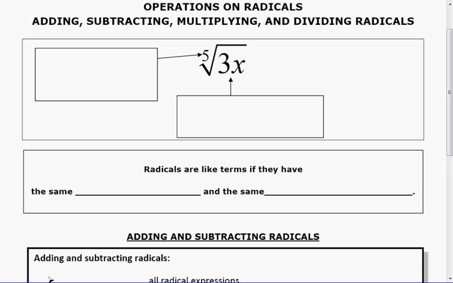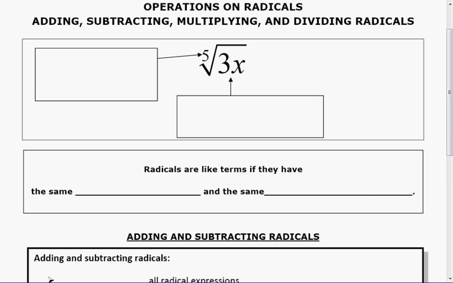Okay, so last time we learned about simplifying radicals. So today we're going to talk about operations on radicals. We're going to take it one step further, and we're going to be adding, subtracting, multiplying, and dividing radicals. Before we start, let's make sure we're all on the same page.